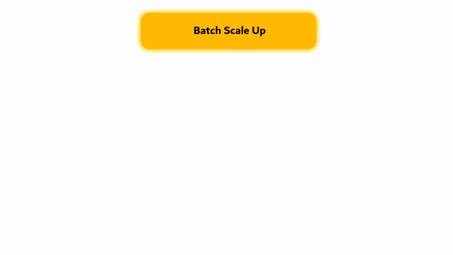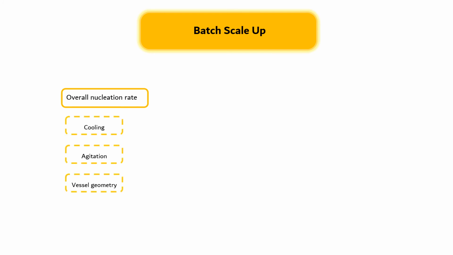The scale-up of crystallization requires an estimate of the overall nucleation rate. This nucleation rate is affected by cooling, agitation, and vessel geometry. Secondary nucleation is the dominant factor at a large scale rather than homogeneous or heterogeneous nucleation. Secondary nucleation is the generation of nuclei by crystals already present in suspension, which can occur through crystal-crystal contacts, crystal-wall contacts, and crystal-agitator contacts.